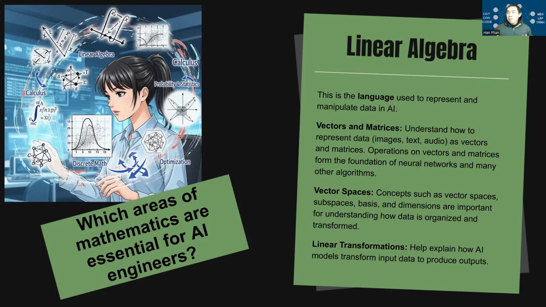Secondly, you can also use linear algebra to represent vector spaces. It contains concepts such as vector spaces, subspaces, basis, and dimension. These are important for understanding how data is organized and transformed. Finally, the linear transformation in linear algebra will help to explain how AI models transform input data to produce the outputs.